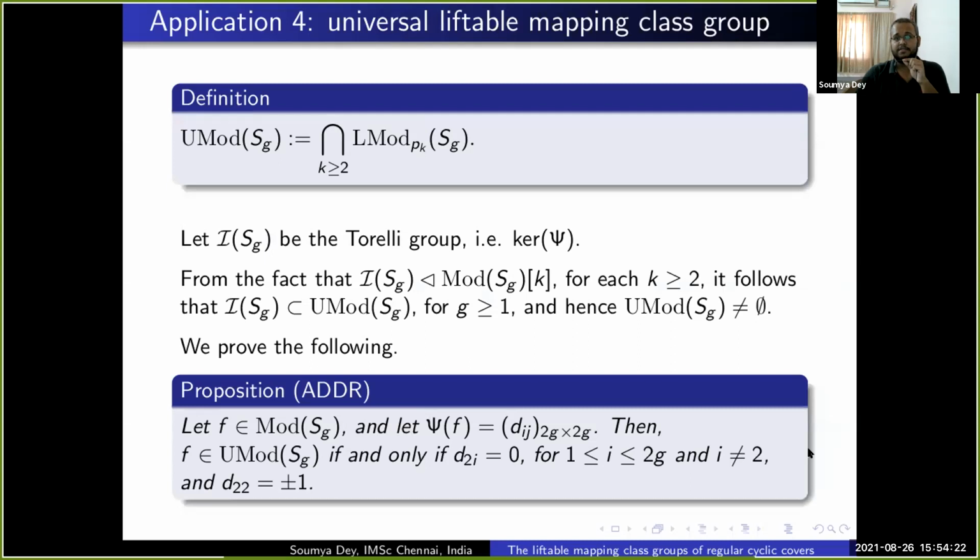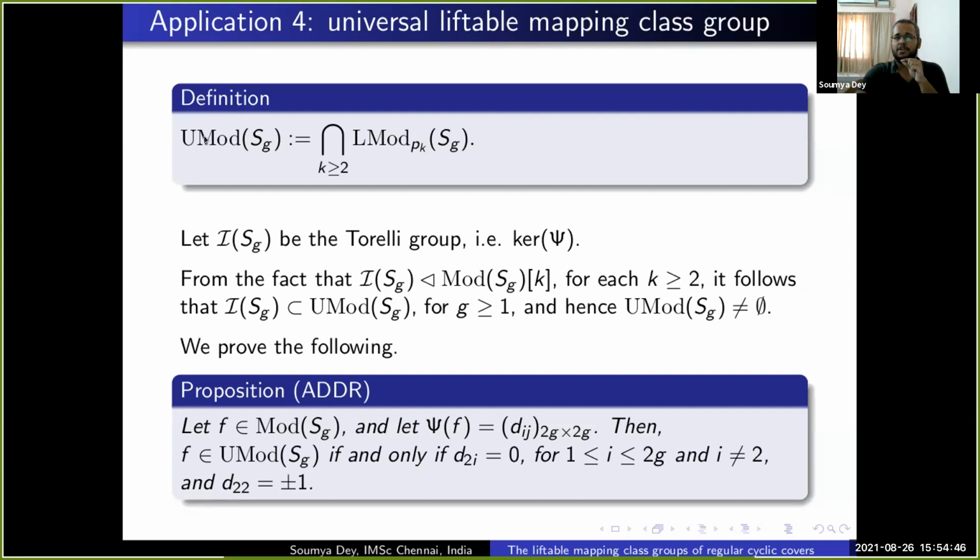The fourth application: we have defined the intersection of all L mod to be a group which we are calling the universal liftable mapping class group. For a fixed G, we consider all L mod PK as G. We are varying this K here, to take the intersection.